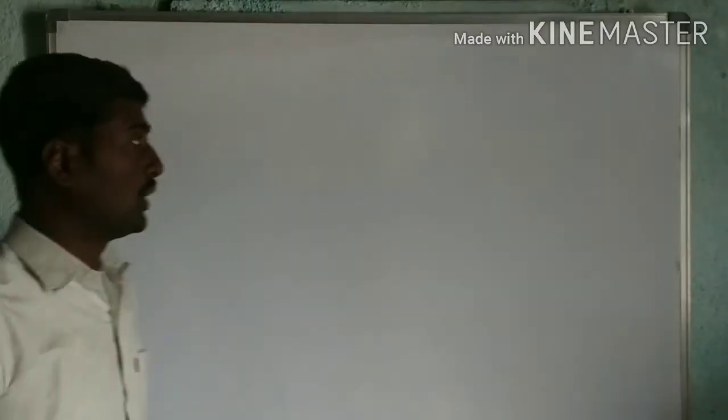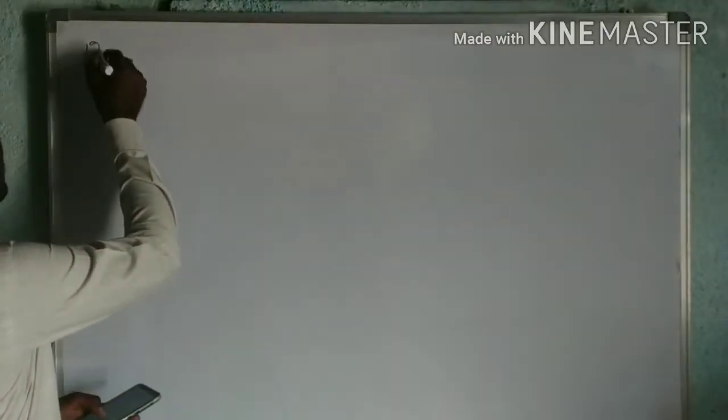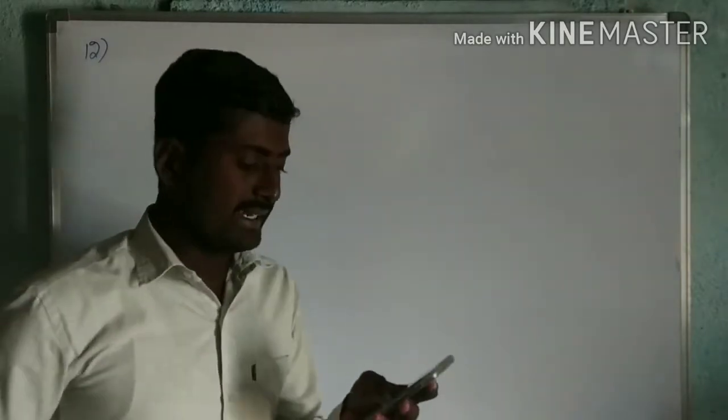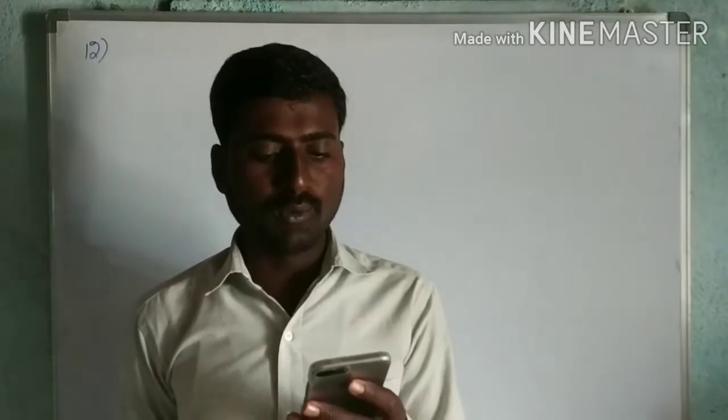Next, question number 12. You see the question. Sides AB and BC and median AD of triangle ABC are respectively proportional to the sides PQ and QR and median PM of triangle PQR. See the given figure. Show that triangle ABC is similar to triangle PQR.